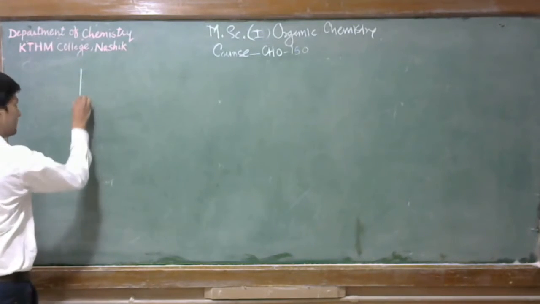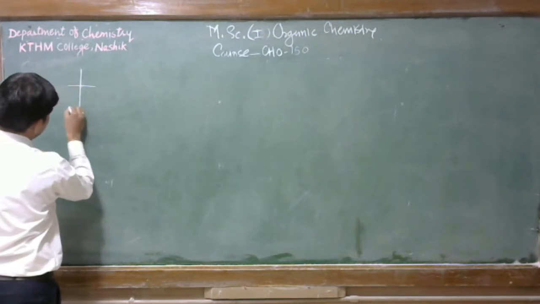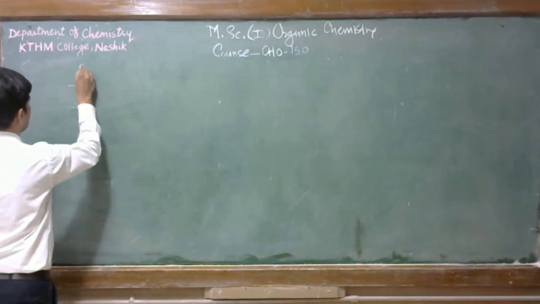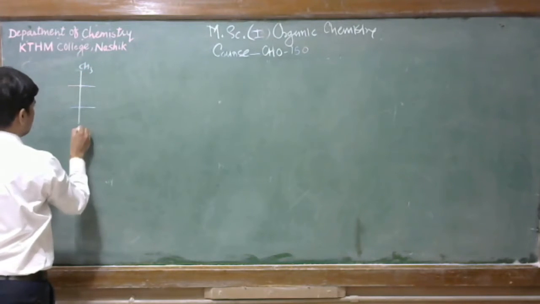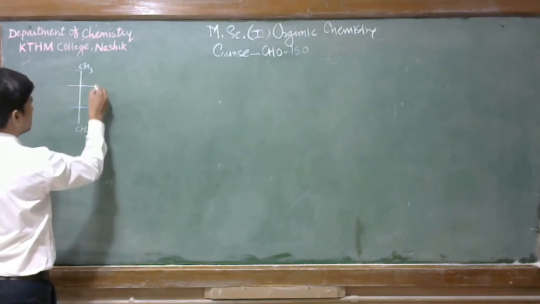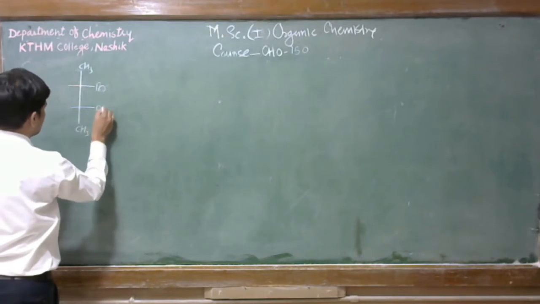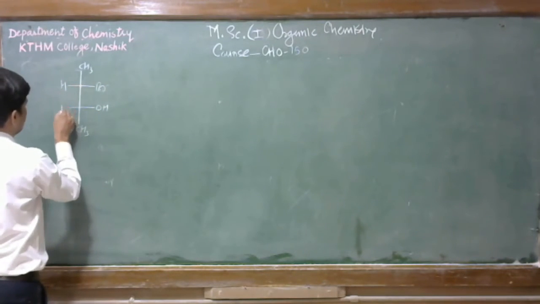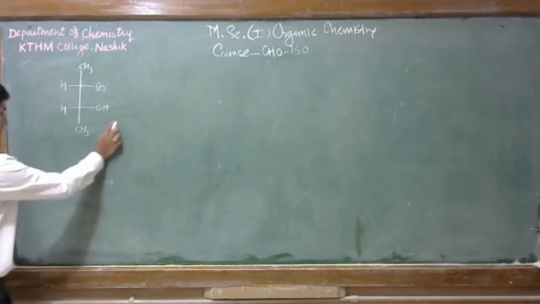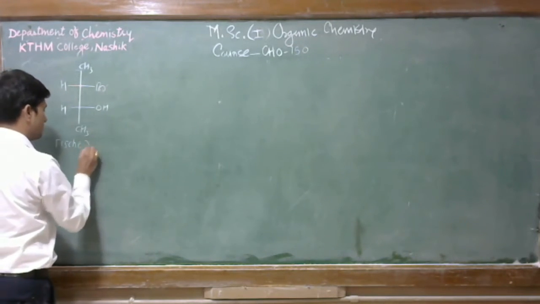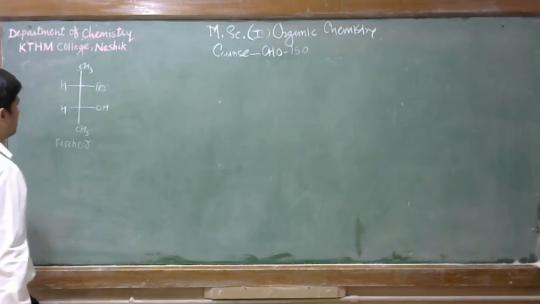This is the second example that we have taken here. This is CH3, this is CH3, this is Br here, and this is OH here. This is hydrogen, this is hydrogen. This Fischer projection formula we have to convert into the Newman projection formula.